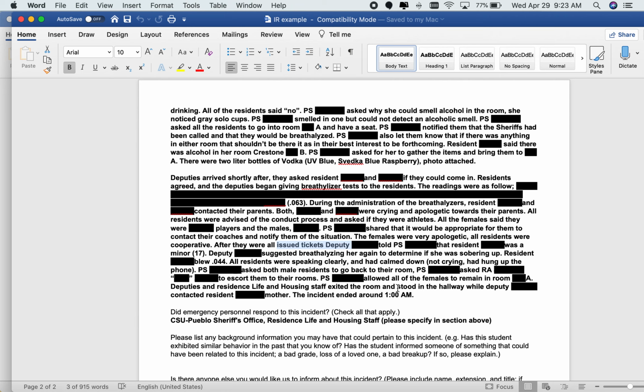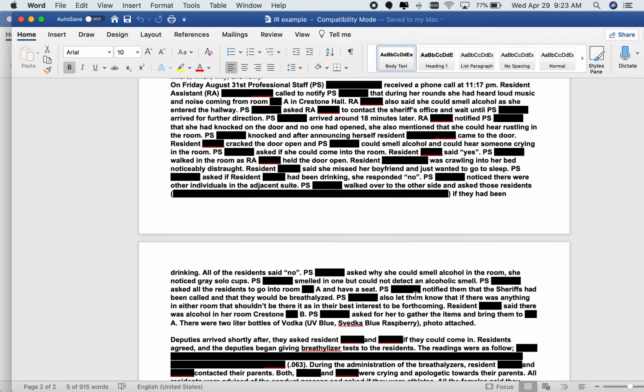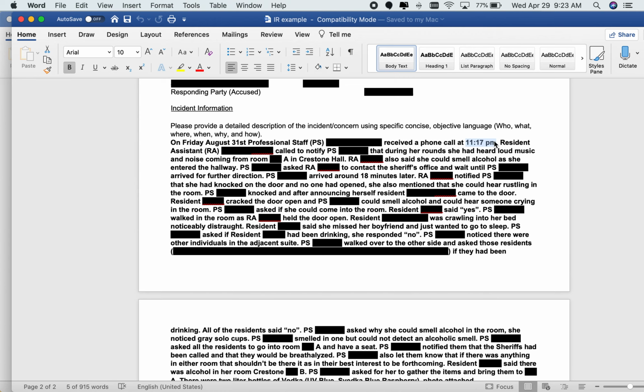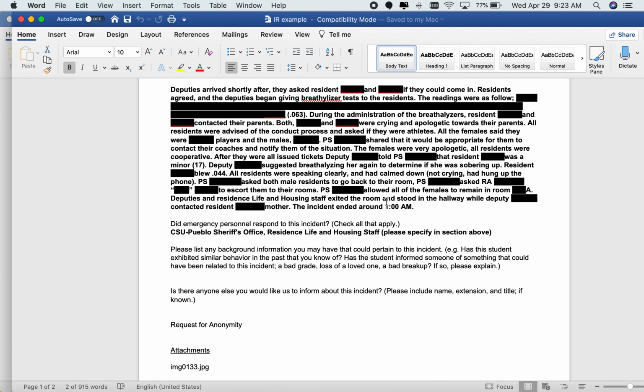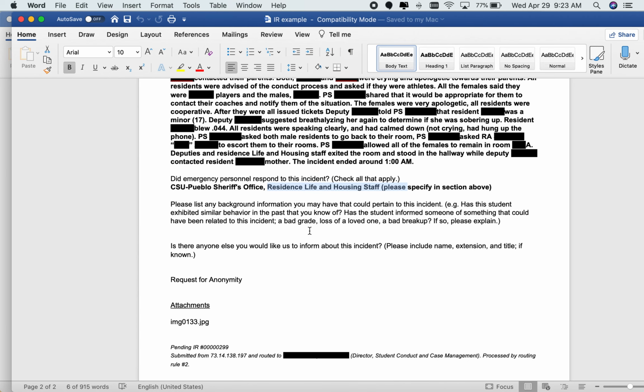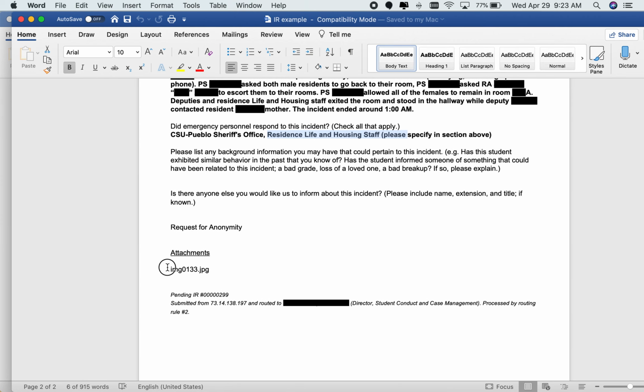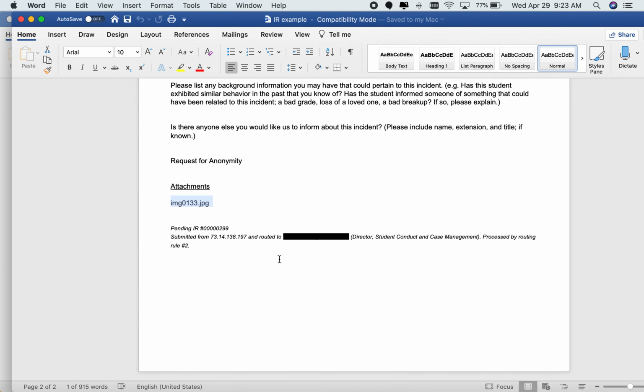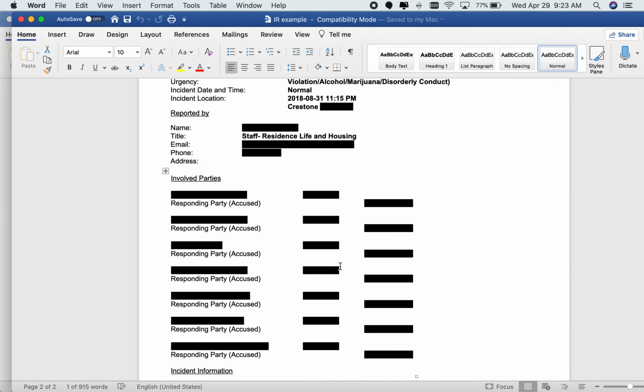They had made a phone call. They remained in the room, and then the incident ended around 1 a.m. So then we know this incident occurred at 11 p.m. and lasted until 1 a.m. We can infer some information from that, so all of those timestamps are super important. Again, the person here posted that the sheriff's office showed up. They are residents, life and housing. They didn't have any additional background information. They didn't need anyone else informed. And then this is their attachment of their pictures. And then this says, this report went to me, the director of student conduct. And that is the entire report.